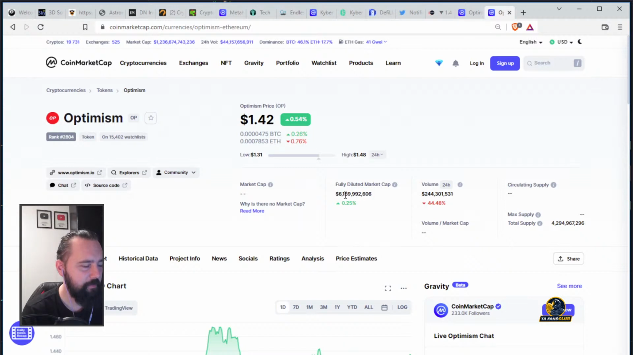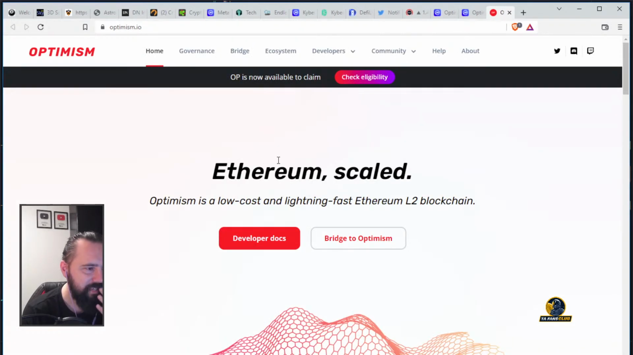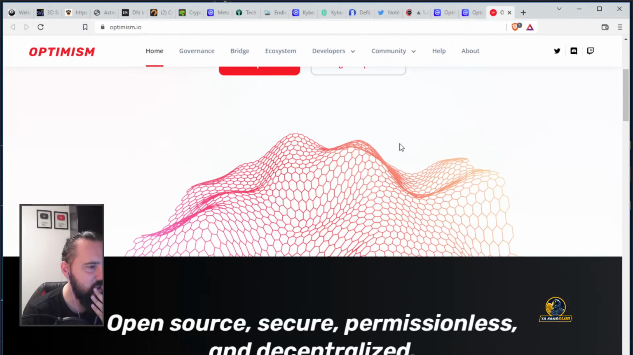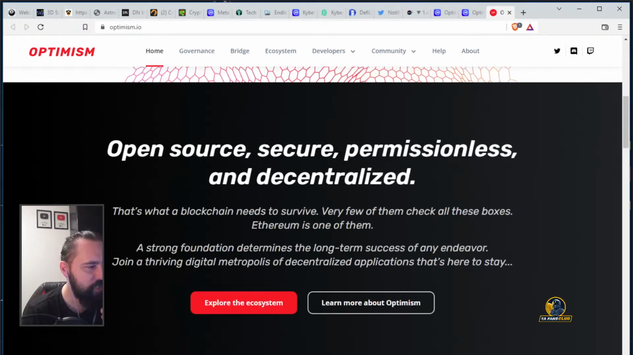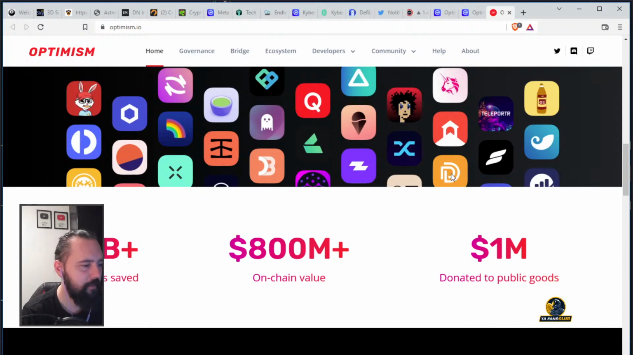$6 billion market cap. This has to go down, guys. This has to go down. What is Optimism? Ethereum scaled. Is this a new blockchain? That's what a blockchain needs to survive. Very few of them check all these boxes. Ethereum is one of them: open source, secure, permissionless, and decentralized.